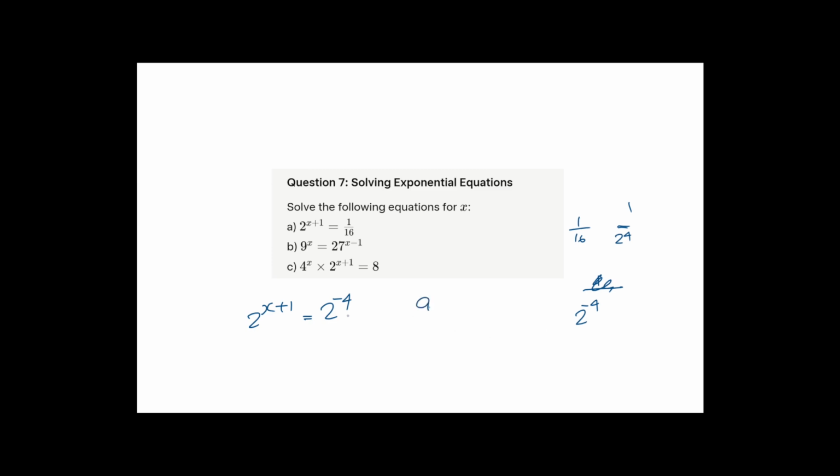And remember, when a to the m equals a to the n, m must equal n. So x plus 1 must equal negative 4. x must equal negative 3. Okay.